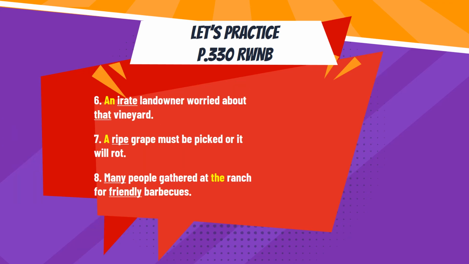Number 6, an irate landowner worried about that mine yard. An is an article. Irate is an adjective, and so is that. So you have to underline it once. Number 7, a ripe grape must be picked or it will rot. A is an article. Ripe is an adjective describing the grape.